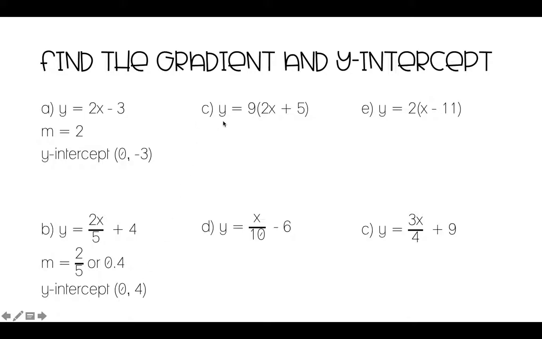Our final one is y equals 9 times the brackets 2x plus 5. We're going to expand it first, so y equals 18x plus 45. Our gradient is 18 and our intercept is (0, 45). So now I want you to pause it and do the next 3 on your own and then come back.